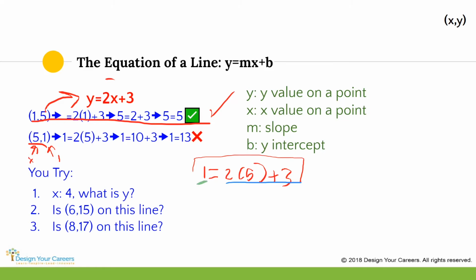But we don't know if it is, and that's why we're doing this equation, right? So 1 is equal to 10 plus 3. 1 is equal to 13. Is that true? No, that's not true. So these points are not equal. They're not a result of this equation over here.